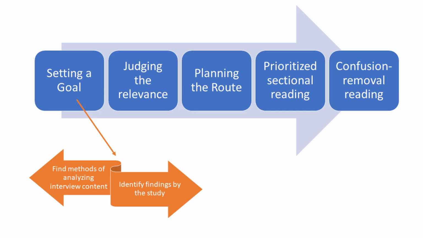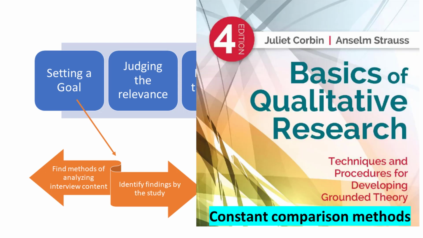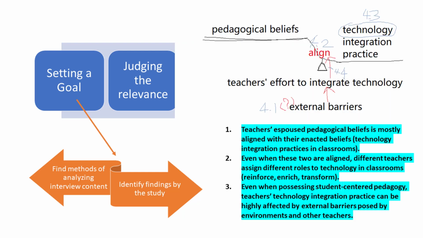Let me recap what I have achieved so far. There are 2 goals of reading. So the first goal was realized by finding that I need to read the book to look for the constant comparison method. The second goal was achieved by the fact that I understand now there are 3 aspects of findings from this paper.